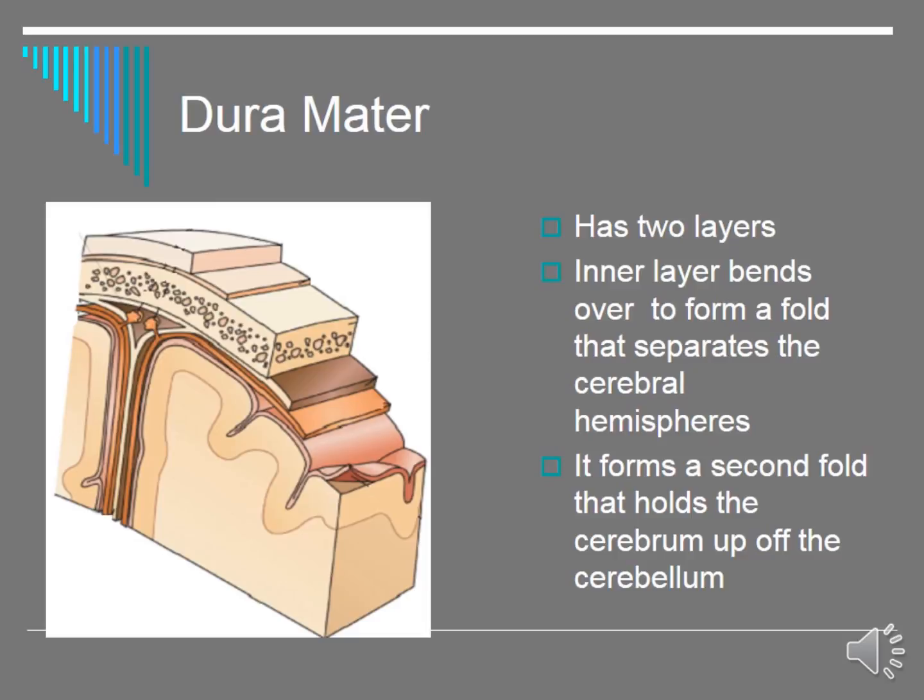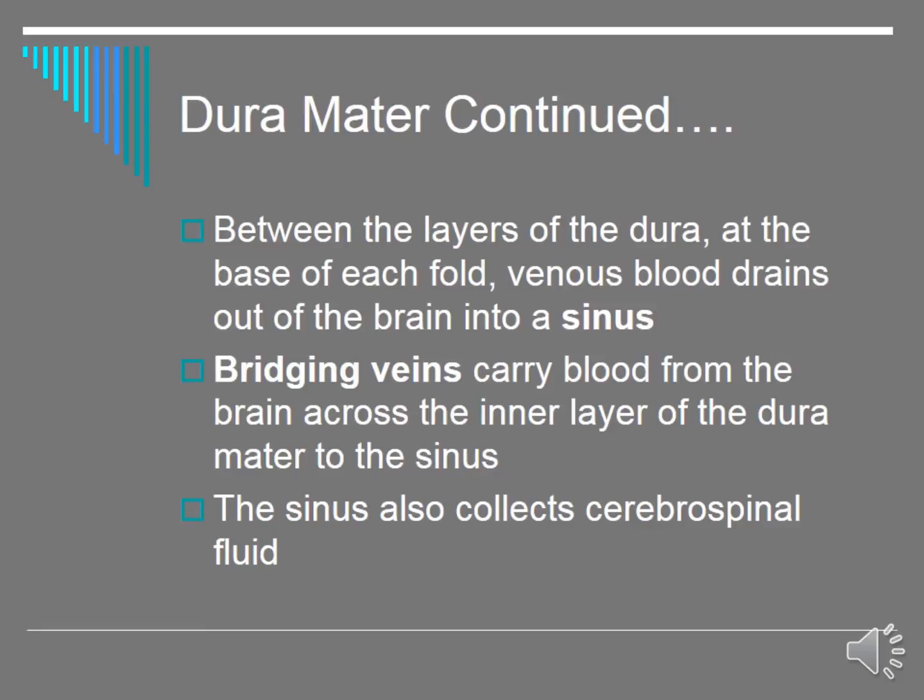Now, just under the dura mater, you have what we refer to as a tiny little space. We refer to that as the subdural space, because it's under, beneath. All right? Between the layers of the dura at the base of each fold, venous blood drains out of the brain into a sinus. The sinus also collects cerebral spinal fluid. Now, there are also bridging veins there that carry blood from the brain to that sinus as well.